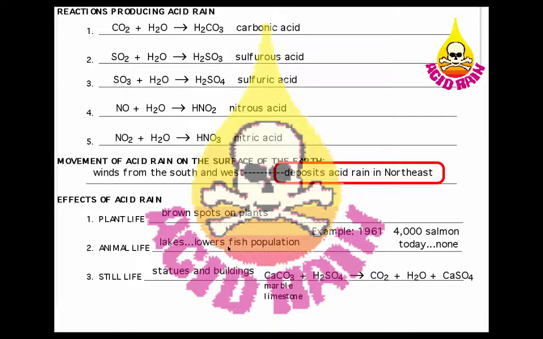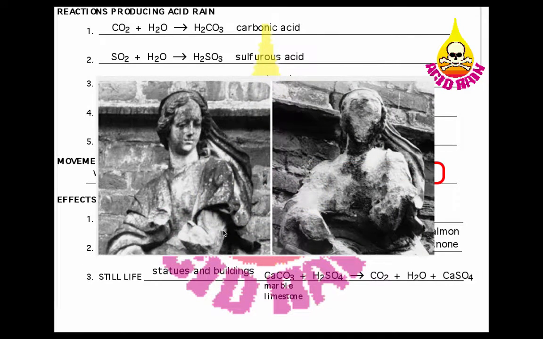And then on still life, statues and buildings, statues made up of marble, which is limestone, that reacts with the acid and produces carbon dioxide, water, and calcium sulfate. And as you'll notice in this diagram, here we have a statue maybe 30 or 40 years ago. Here it is today without much protection, and the acid rain is deteriorating it.